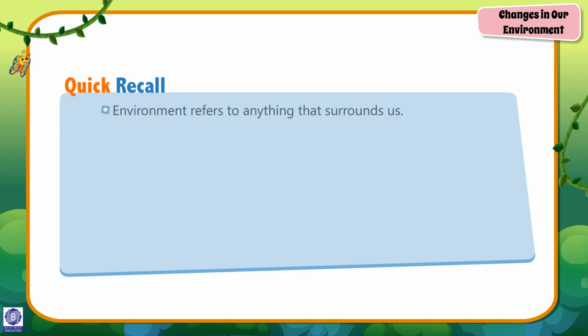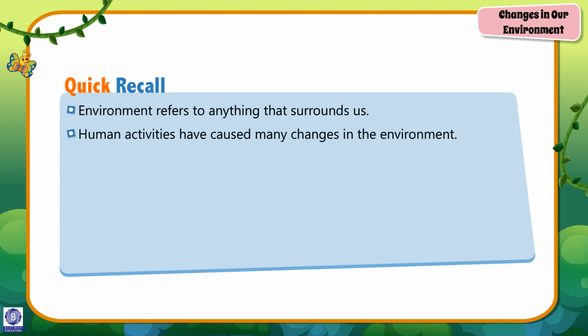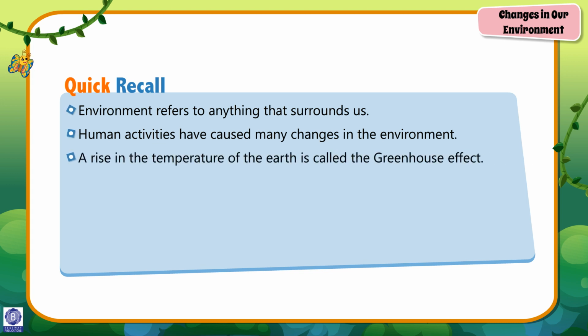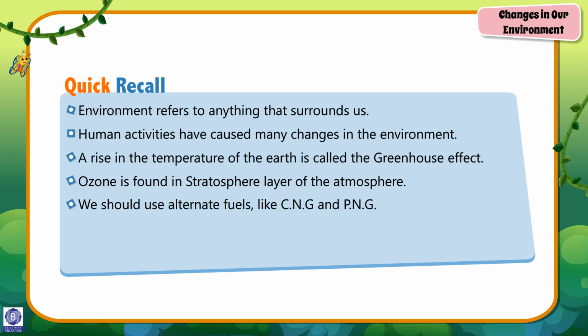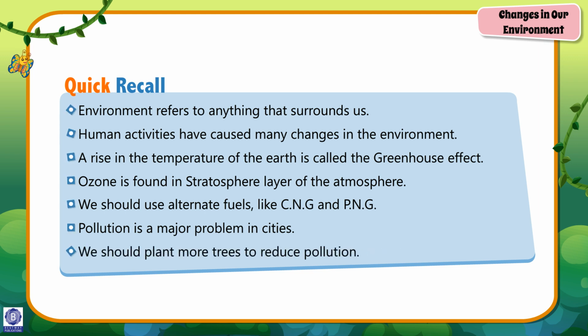Quick recall: environment refers to anything that surrounds us. Human activities have caused many changes in the environment. A rise in the temperature of the earth is called the greenhouse effect. Ozone is found in the stratosphere layer of the atmosphere. We should use alternate fuels like CNG and PNG. Pollution is a major problem in cities. We should plant more trees to reduce pollution.